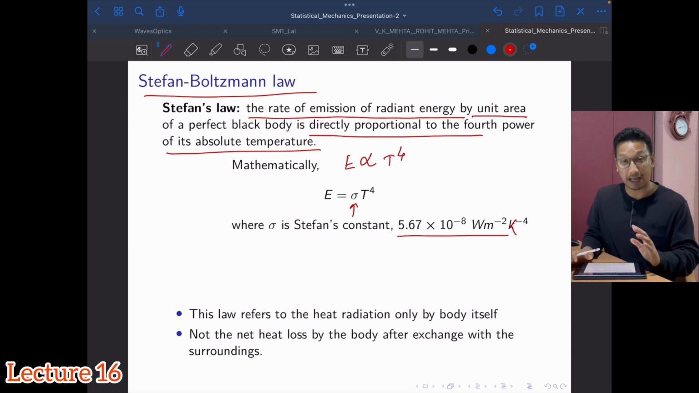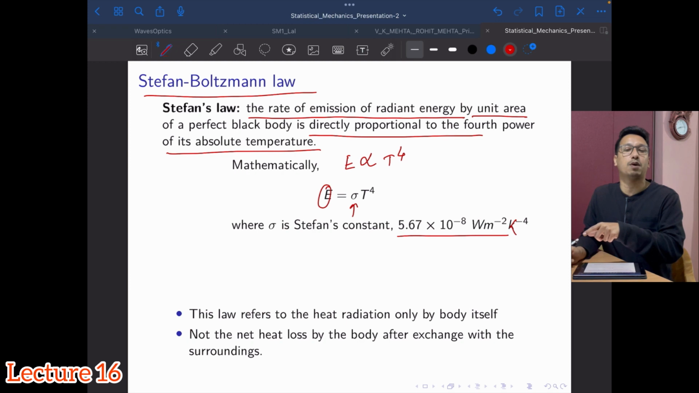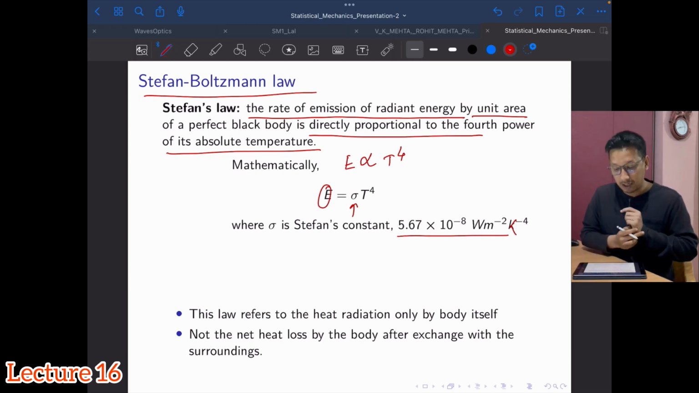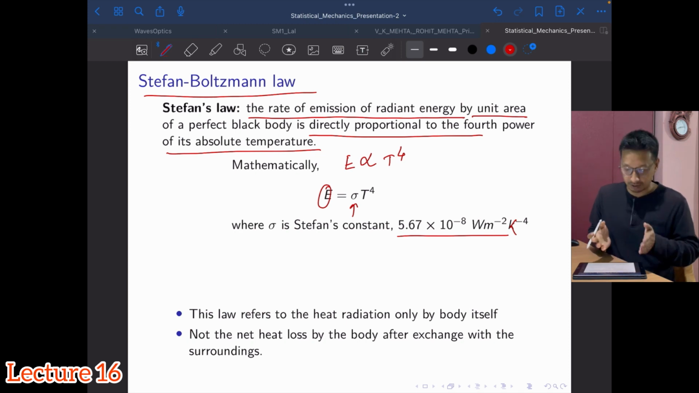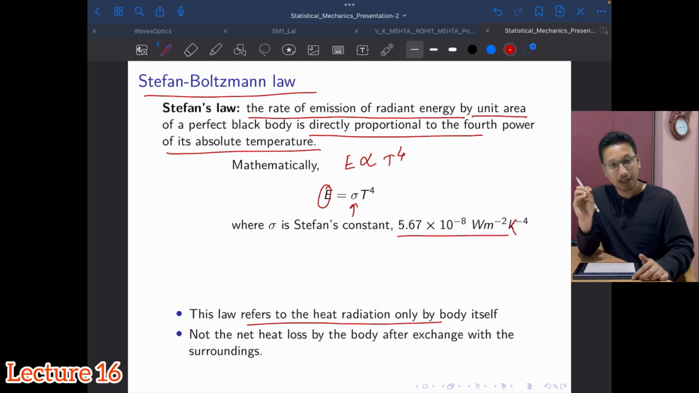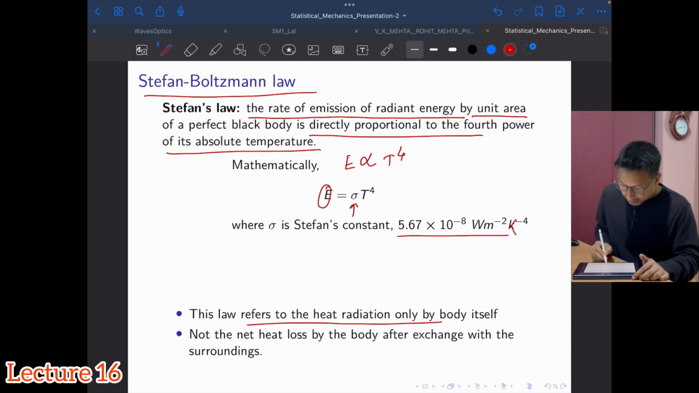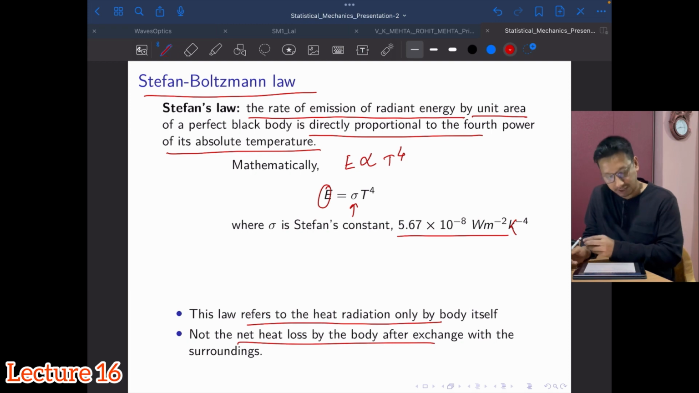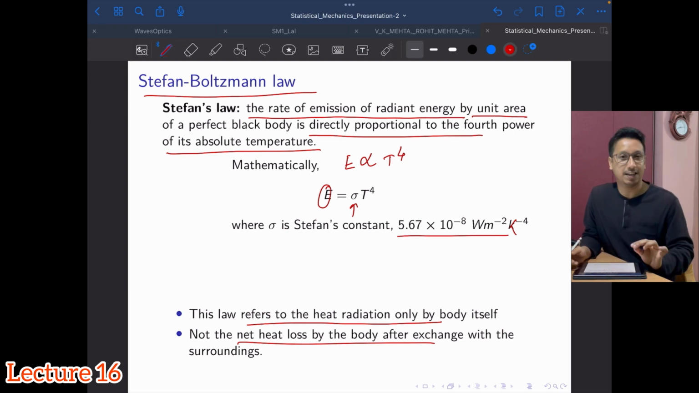Please keep in mind that the radiant energy, which we represent by E, is proportional to the fourth power of the temperature, and then we have this constant term, Stefan's constant. E equals sigma T to the power 4. As a note, this refers to the heat radiation only by the body itself, not the net heat loss by the body after exchange with the surroundings. So this is Stefan's law.